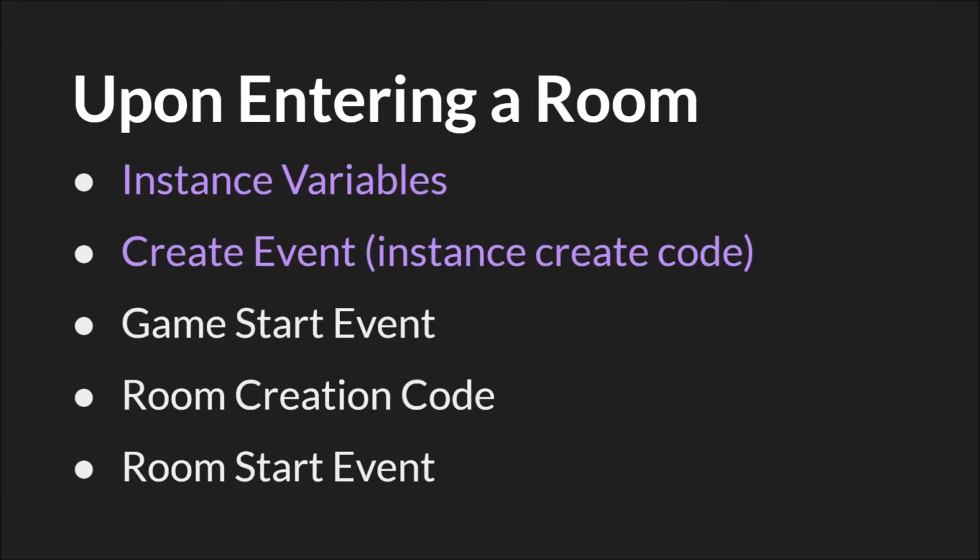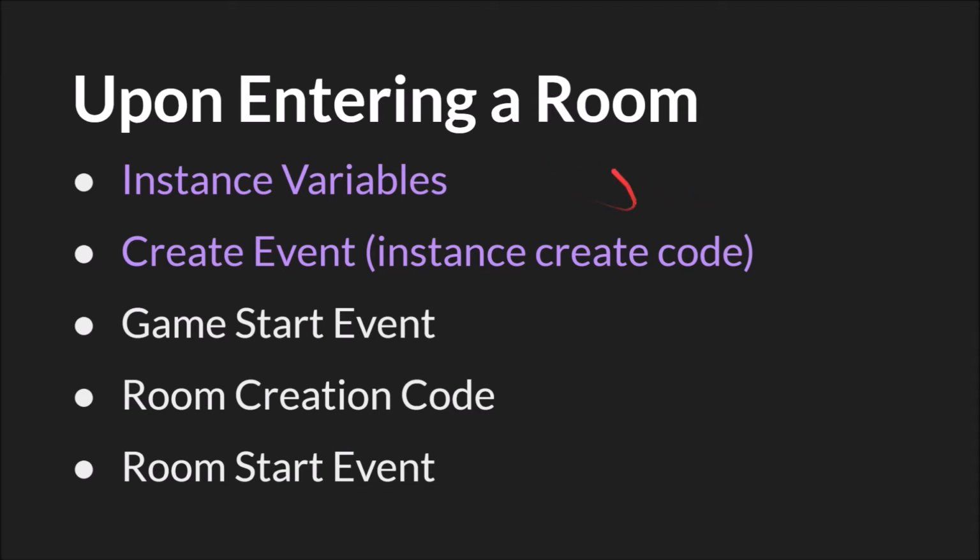So the first category is upon entering a room. The first thing that happens is all instance variables get declared, then the create event for each instance runs, and immediately after each instance create event, the instance creation code that you can define in the room editor runs. And this is one of the rare breaks where it will be the same object running two events back to back rather than all instances running the create event, and then all instances running their instance creation code. Then the game start event will run if the game is just starting, then the room creation code will run, and then the room start event will run.